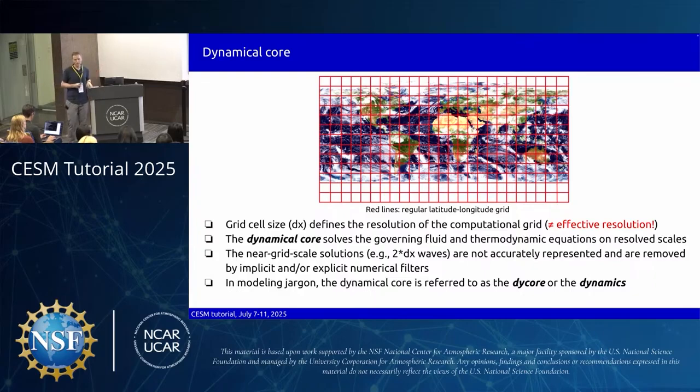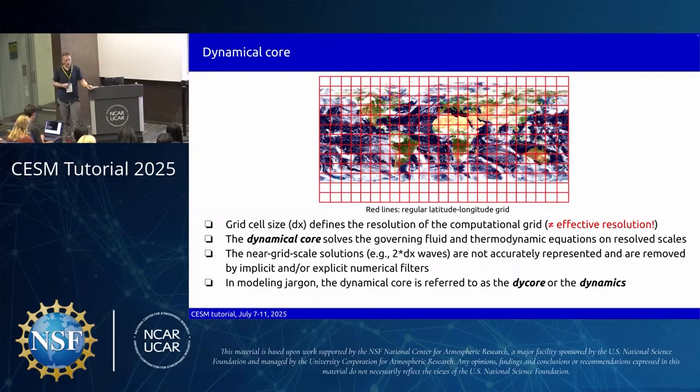On this grid here, we solve the resolved scales equations of motion. So those would be your approximated Euler equations. Those are the governing fluid dynamic and thermodynamic equations. So we solve that on this grid here.